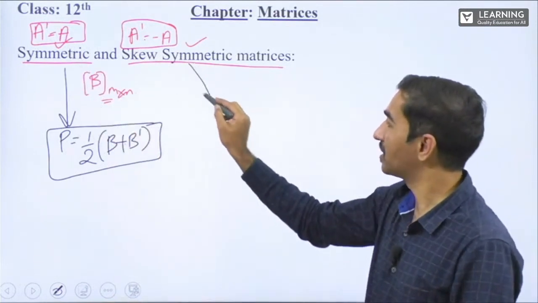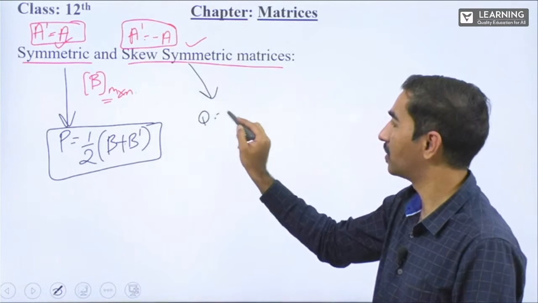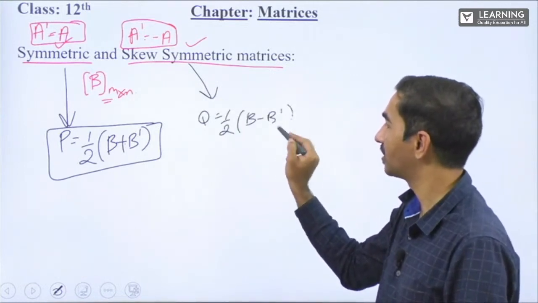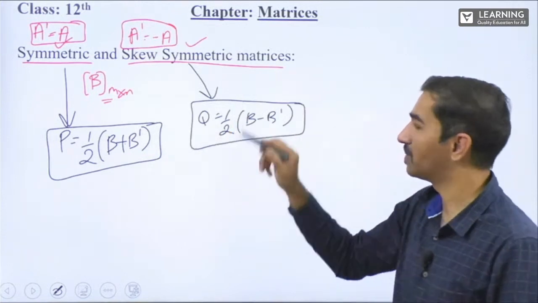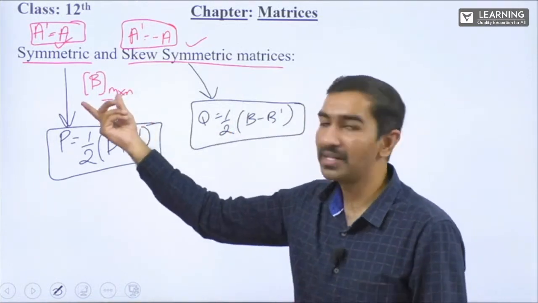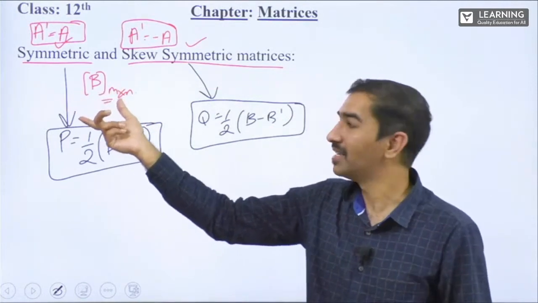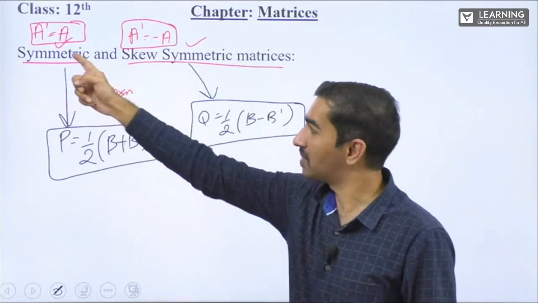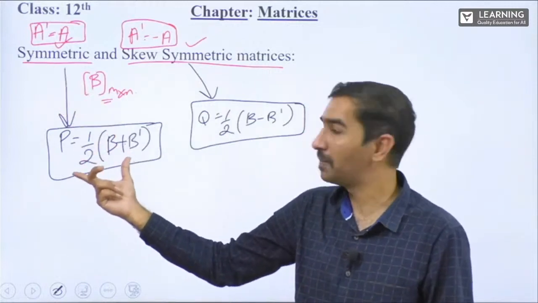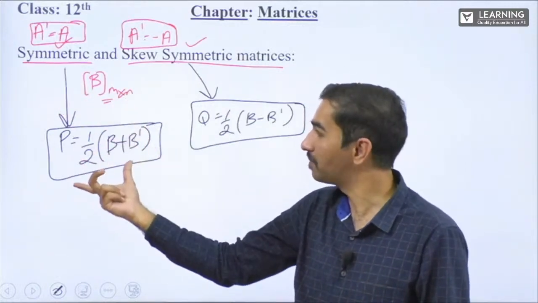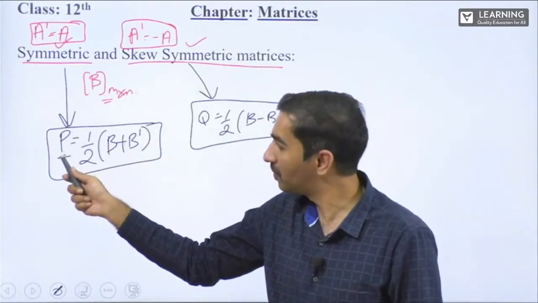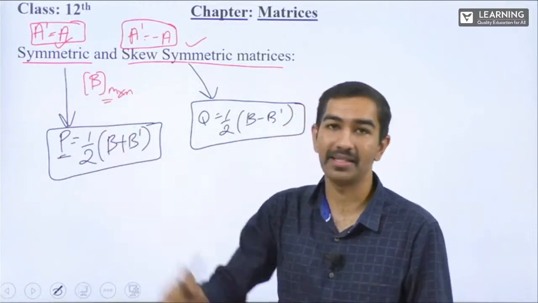For a skew symmetric matrix, what is the formula? Q is equal to 1 by 2 of B minus B dash. This is a skew symmetric matrix. What are we doing here, students? A matrix B is given, right? If you have to convert this given matrix into a symmetric matrix, operate the matrix B in this form, and whatever resultant you are getting here, P, that will be a symmetric matrix.